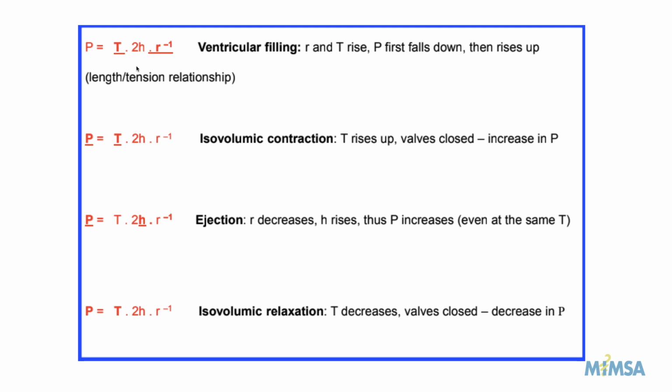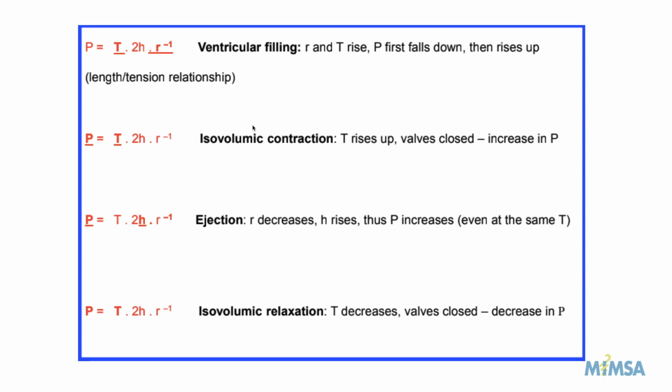The T rises because of the length-tension relationship. As I mentioned before, if you're increasing the stretch of the wall, that increases the tension of the wall. So that's why R and T rise. First, P falls down, because the radius is increasing. But because the tension is rising, due to the increase of blood filling into the ventricle, this eventually causes the pressure to rise up. So that's why it says P first falls down and then rises up.